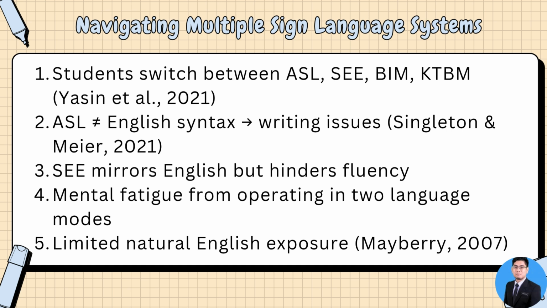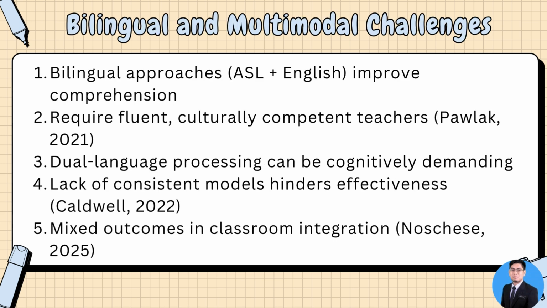Moreover, many DHH students aren't exposed to English in everyday conversation. This limits their ability to pick up nuances like idioms and rhythm, making their writing and comprehension less natural and on the surface level.